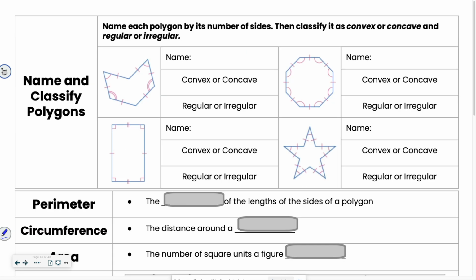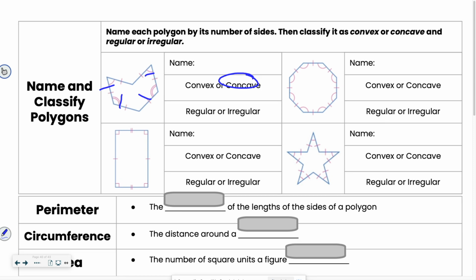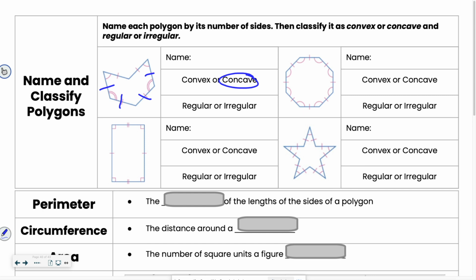So we're going to name it by the number of sides, then decide if it's convex or concave, regular or irregular. I agree, this is concave, it's dipping in. Regular or irregular? Well, let's look. Are all my sides the same? Yep, they all have a tick mark, so that checks off. But do all my angles have the same arc marks? No. So is it regular? No. And how would you name it? How many sides? Six. What's that called? Hexagon.